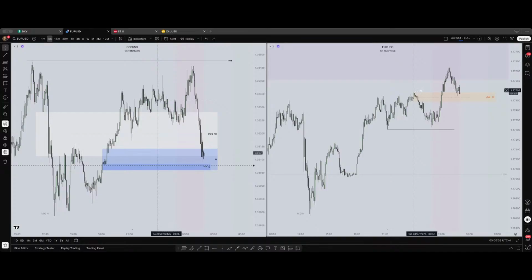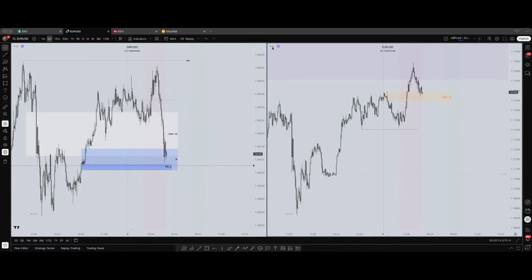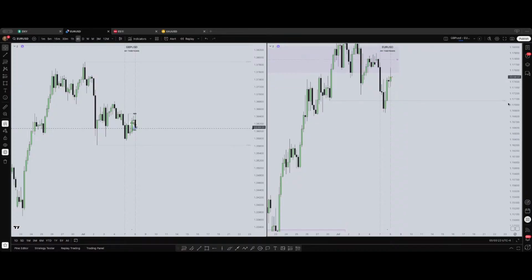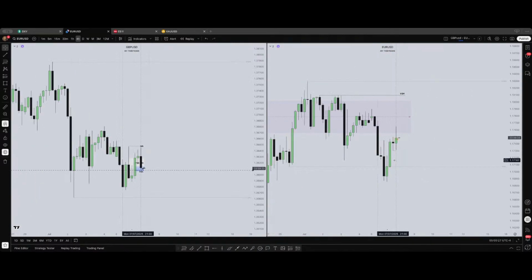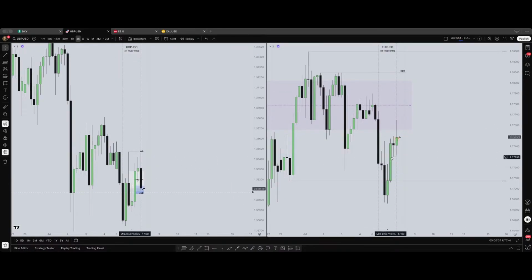But I'm not so sure, man, because I see this break of structure here. Yeah, I can imagine. Here, no? And then going higher, possibly. Here, this 4 hour fair value gap.